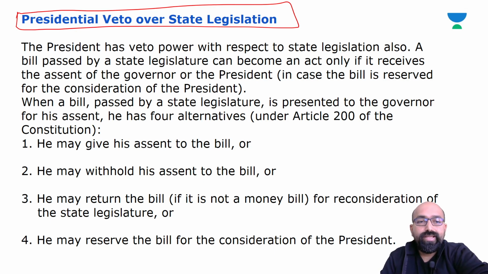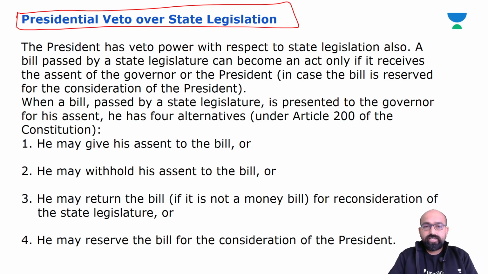Now, when a bill passed by a state legislature is presented to the governor for his assent, he has four alternatives under Article 200 of the Constitution. So the governor may give his assent to the bill, he may withhold his assent to the bill, or he may return the bill for consideration of the state legislature, or he may reserve the bill for the consideration of the president.